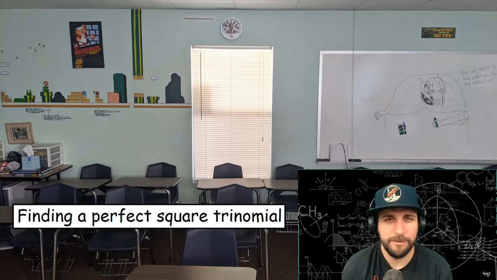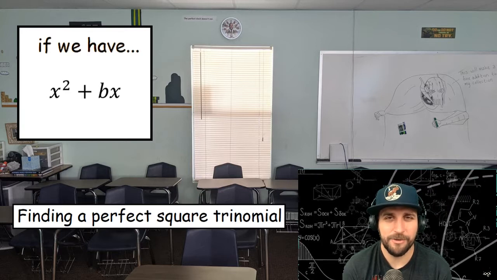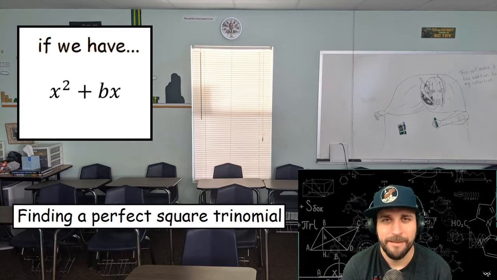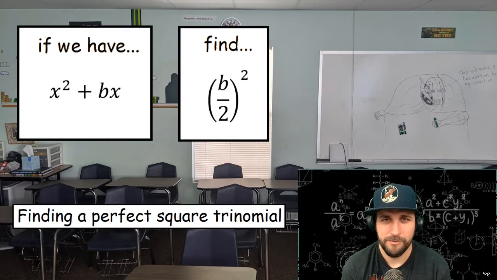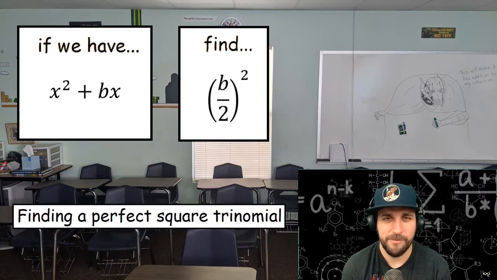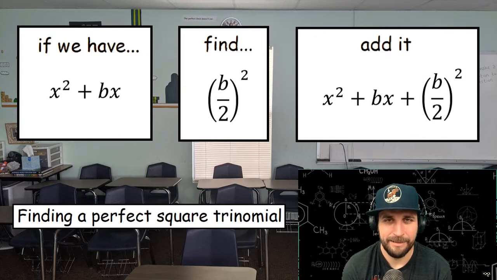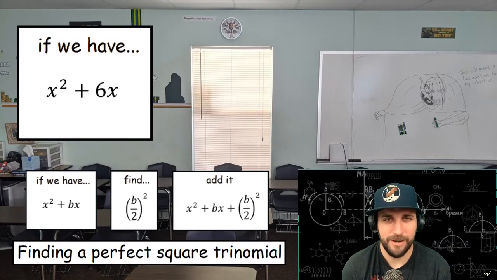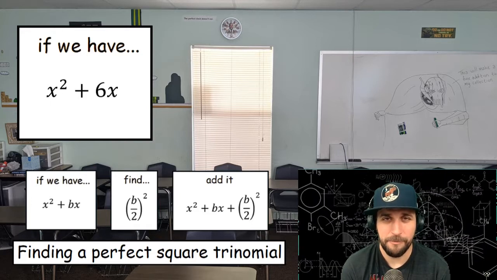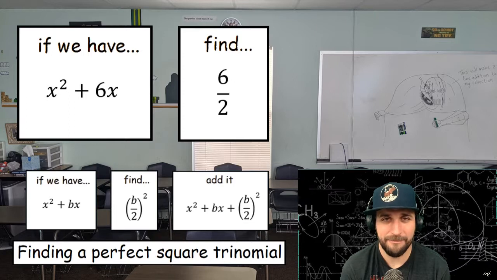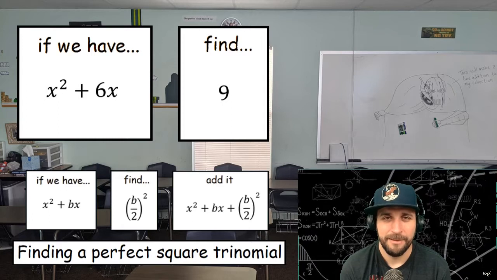So if we have a problem, x squared plus bx, in order to turn that into a perfect square trinomial, complete the square, we take our b, divide it by 2, and square it. So for example, if I had x squared plus 6x, in order to turn that into a perfect square trinomial, we would take our b, which is a positive 6, divide it by 2, which is 3, and then square it, which is 9. So that's what I would add.